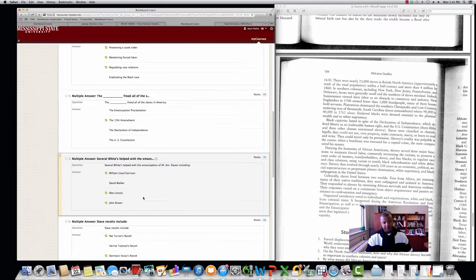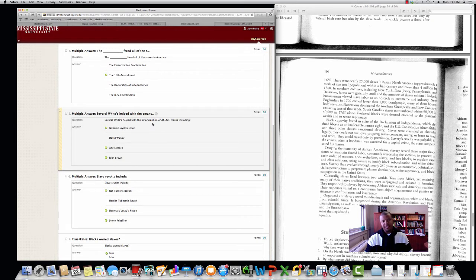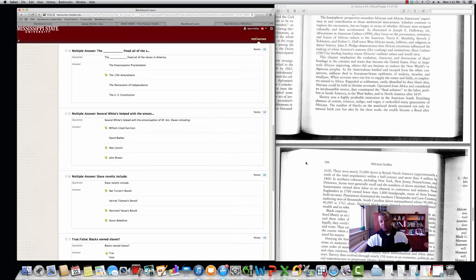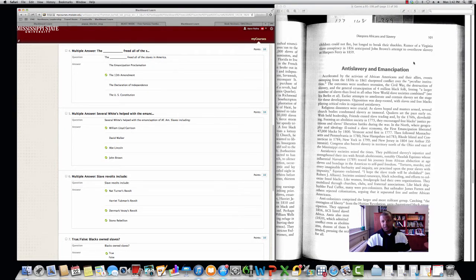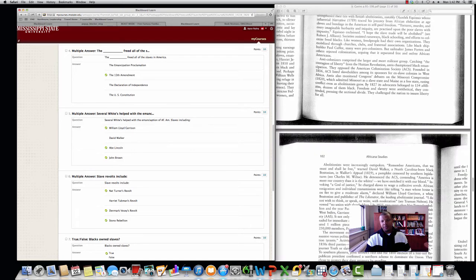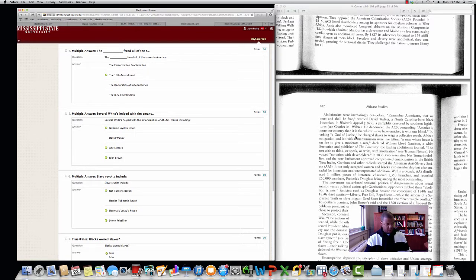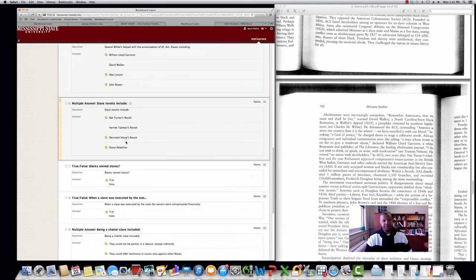The next question, question number 5: several whites helped with the emancipation of African American slaves, including, on page 102, William Lloyd Garrison. On page 101, we talked about John Brown and Abe Lincoln. David Walker, if you read right here, you'll read that David Walker was actually a black man, a North Carolina born black man. So that's why David Walker is not one of those answers.